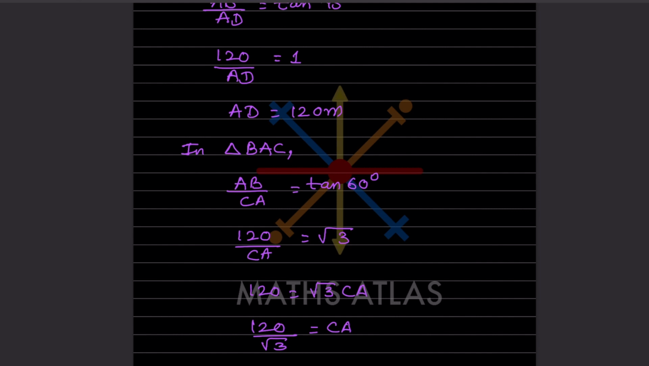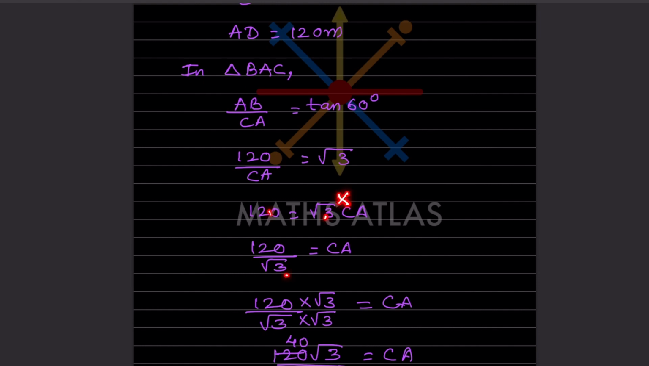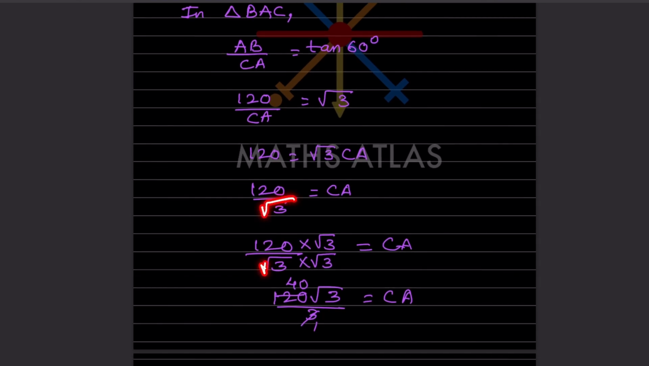So now again when we cross multiply, what are we going to get? 120 is over 1, so 120 is equal to root 3 into CA. So CA is 120 divided by root 3. Because there is a root in the denominator, we are going to rationalize it. So we multiply by root 3 on top and bottom. That is 120 root 3 over root 9, which is 3, and that gives 40 root 3, that is CA.